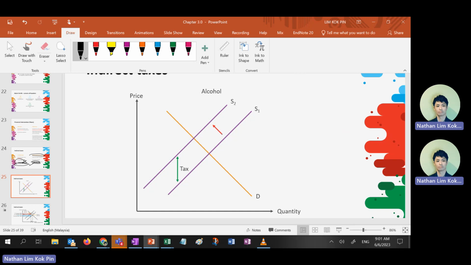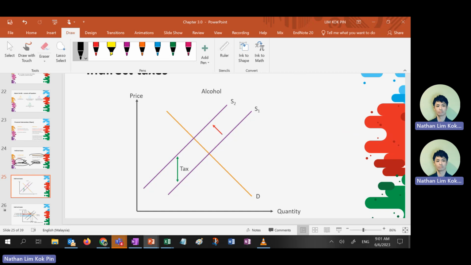However, I never told you where the tax is. So in this chapter, we're going to add one more component, which lets you see where the tax is. What's the tax? The tax is the vertical distance between two supply curves. Right now, just right now.